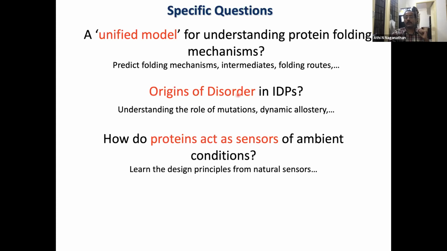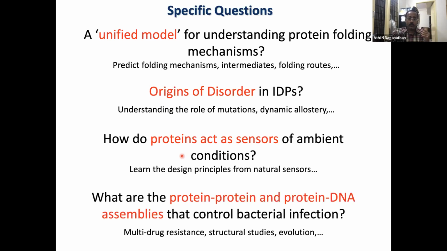And also something we are interested in is how proteins act as sensors of ambient conditions. There are a lot of proteins within the cell that sense changes in calcium concentrations, temperature, pH, and so on and so forth. Anything that you can imagine, there is a protein that senses it. So how are these sensory features imprinted on the structure of a protein, and hence the conformation or the ensemble of conformations that the protein populates? Right. So this is an interesting question that many of us are working on.